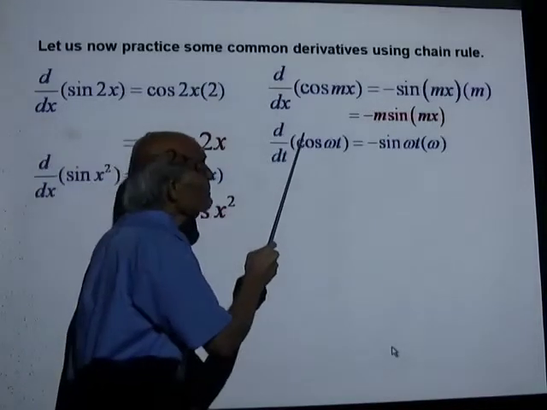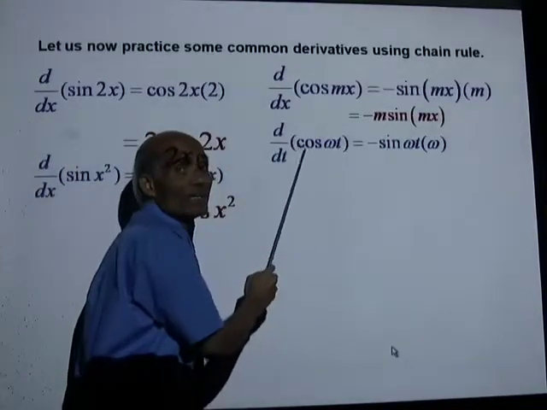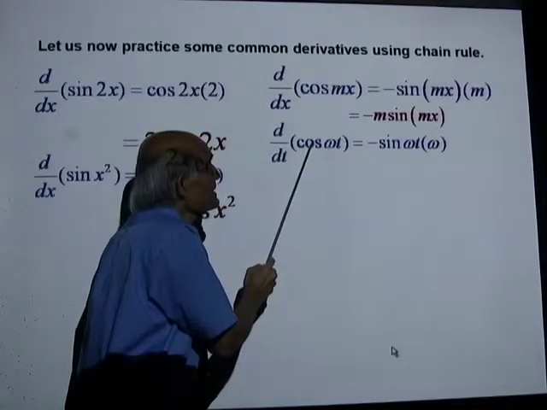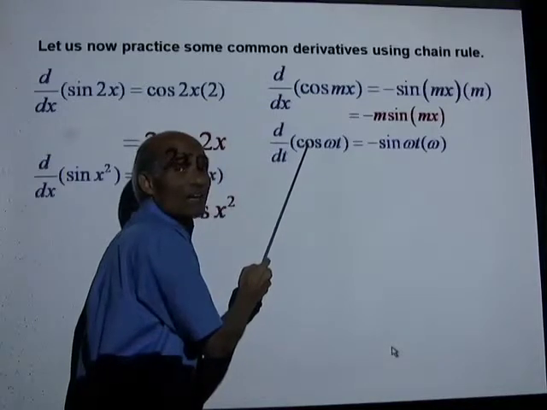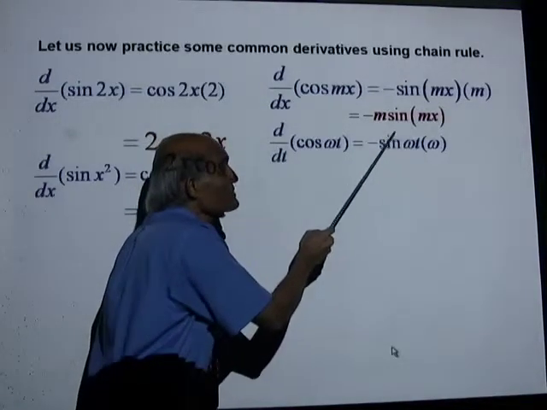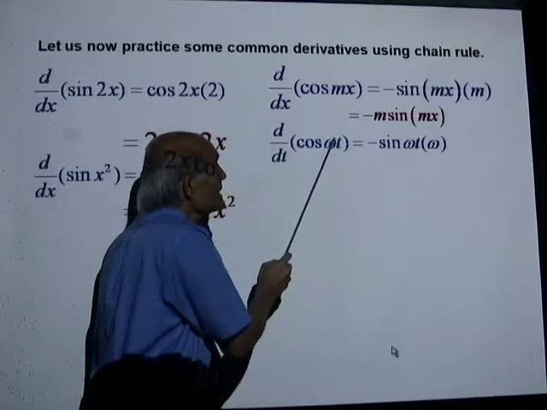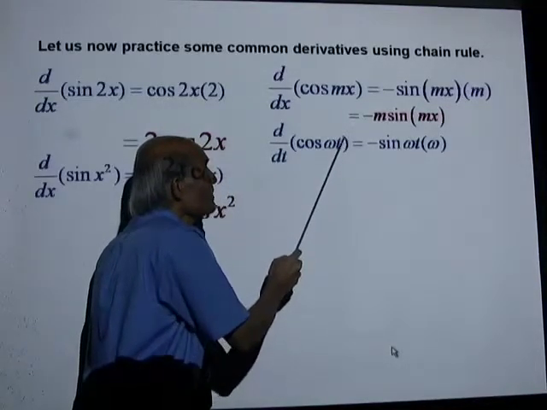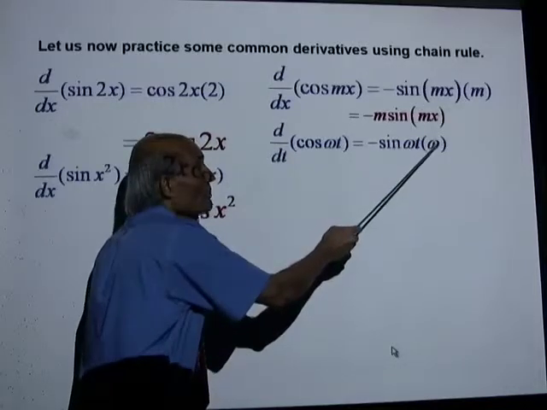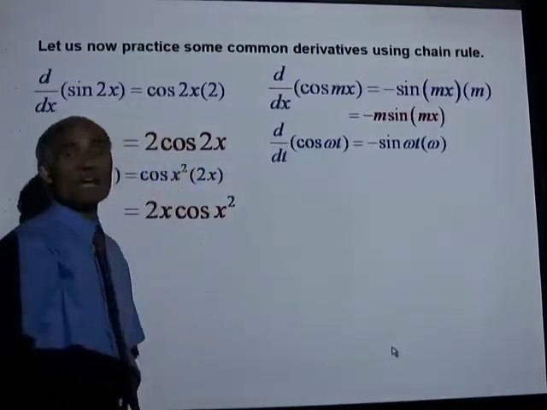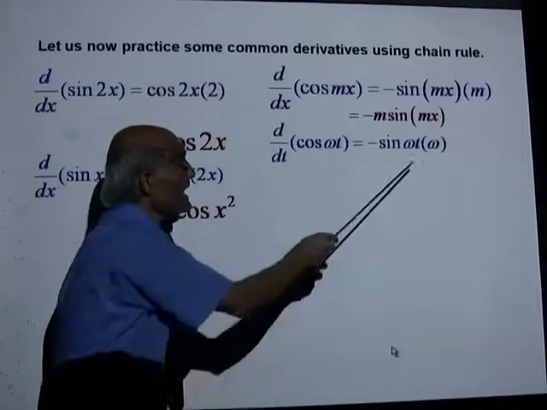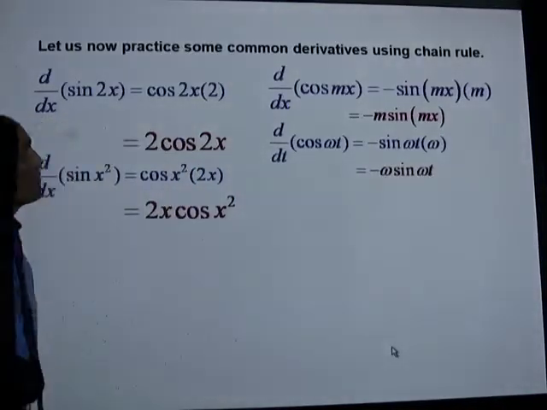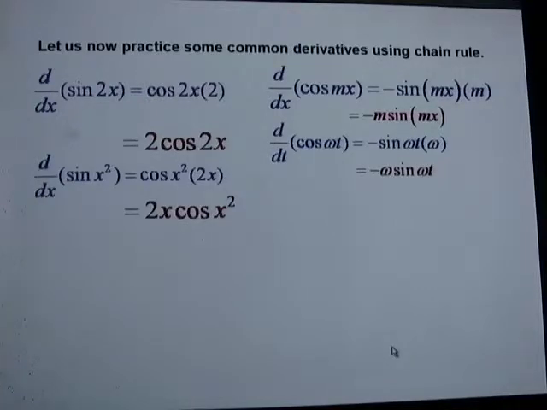How about the derivative of cos omega t? Here the quantity is omega t. The derivative of a cosine function is negative sine of the quantity times the derivative of that quantity. Derivative of omega t is omega. So that will be negative sine omega t times omega. That will be negative omega sine omega t.